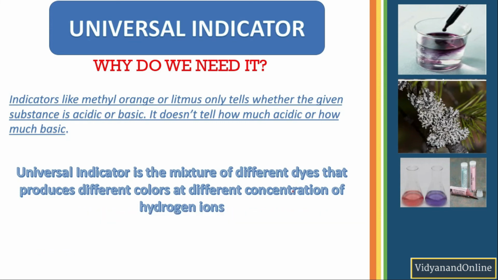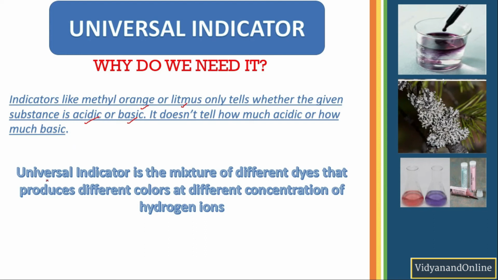Now the question arises that we have studied so many indicators. We have studied natural indicators, synthetic indicators and olfactory indicators. So why do we need a universal indicator? The answer is, all those indicators like methyl orange, litmus, phenolphthalein, turmeric, were able to tell whether the given substance was acidic or basic, but they cannot tell whether it is a weak acid, strong acid, weak base or a strong base. So they cannot tell the strength of the acidic or basic medium.